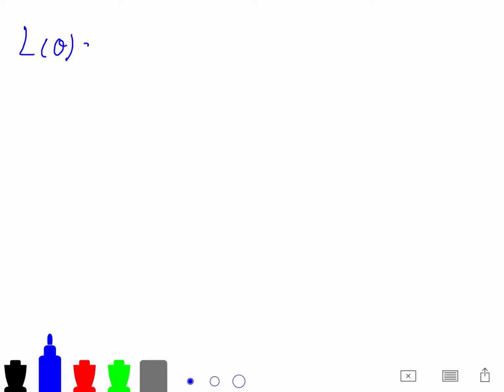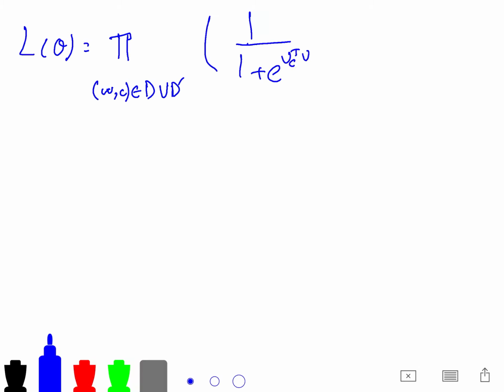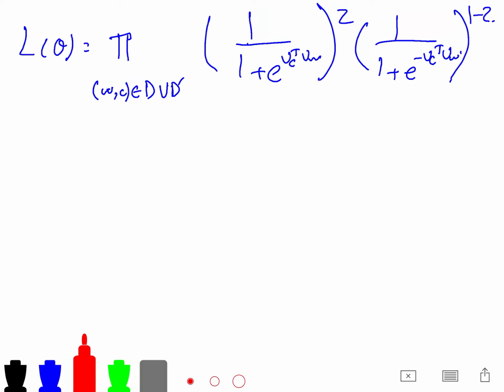So L of theta, your likelihood, becomes the product over all of the pairs in the corpus and outside the corpus, both of them. So this becomes 1 over 1 plus e to the minus VC transpose V omega. This is just a compact form, because if you put 0, this becomes 1 and this becomes 1 over this. So it's a compact form of what I've told you about that.